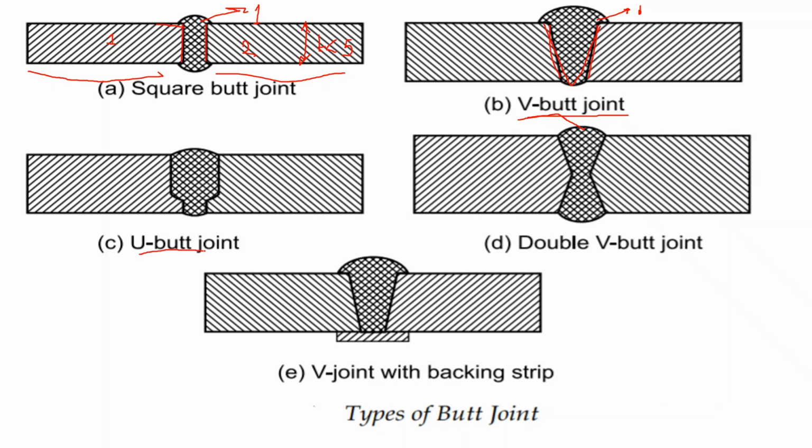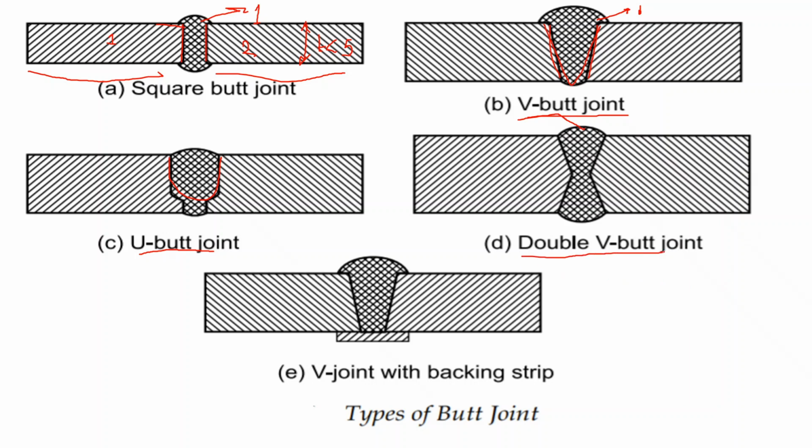Next in the list is your U butt joint. When the thickness is more than 20 mm, the edges of the two plates are machined to form a U shape. That's why we call this type of butt joint as U butt joint. Now, obviously, the thickness of the plate in case of U butt joint is more than V butt joint and square butt joint, but also the reliability of U butt joint is higher than the V butt joint and square butt joint.